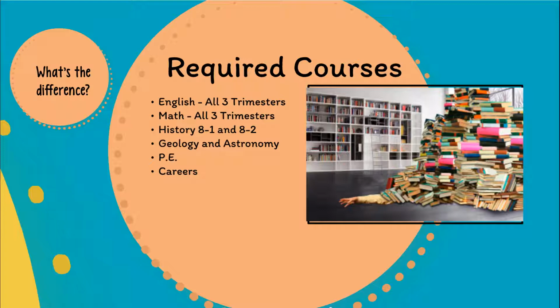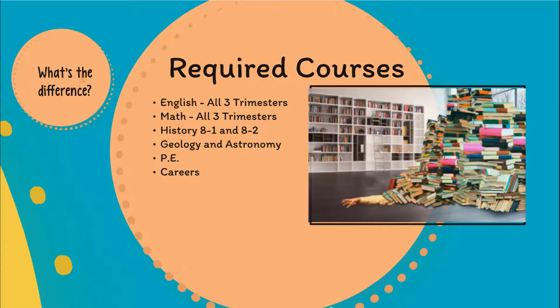Okay, you have to take history 8-1 and 8-2. Those do have to go in order, so 1 before 2. Geology and astronomy are your 2 sciences, and then you must take a PE and a careers class.